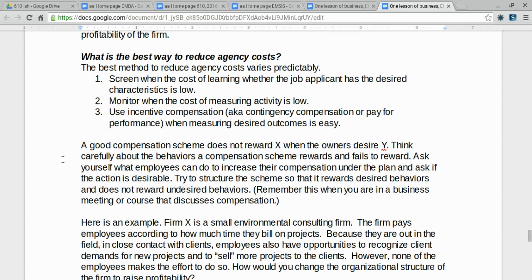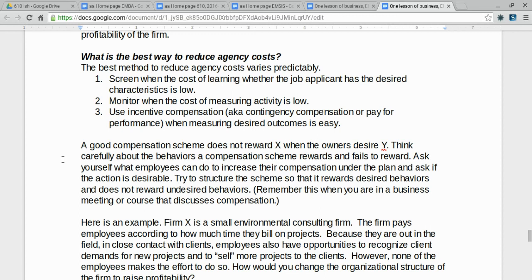Second, the supervisor could monitor, or maybe should monitor, when the cost of measuring activity is low. If the supervisor knows what the desired actions are, and I can measure your activity, then the monitoring activity and paying for what you do can be an optimal way to control agency cost.